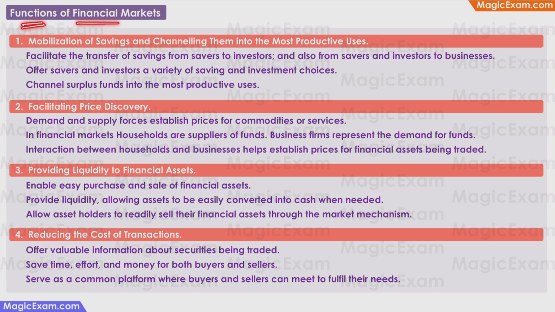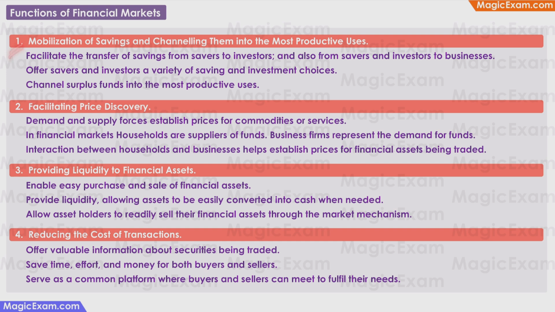What are the functions of financial markets? There are four main functions: mobilization of savings and channeling them into the most productive uses, facilitating price discovery, providing liquidity to financial assets, and reducing the cost of transactions.